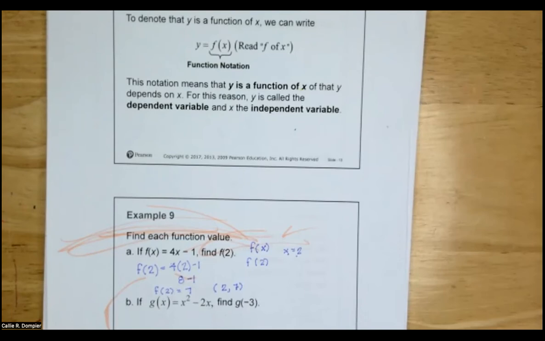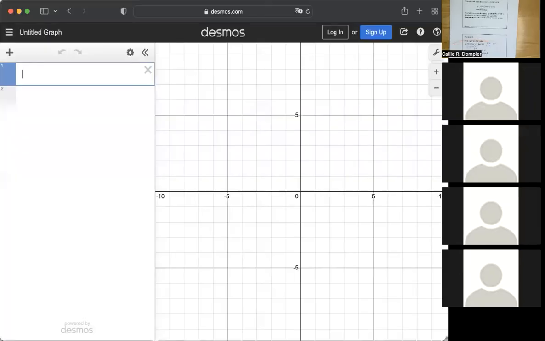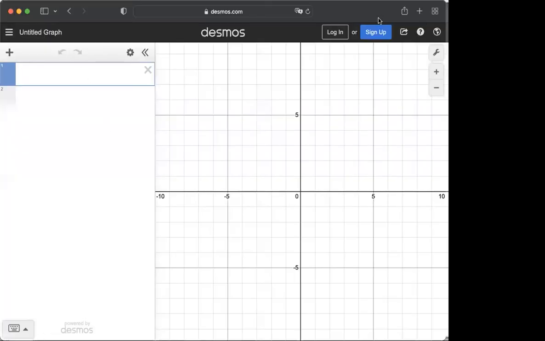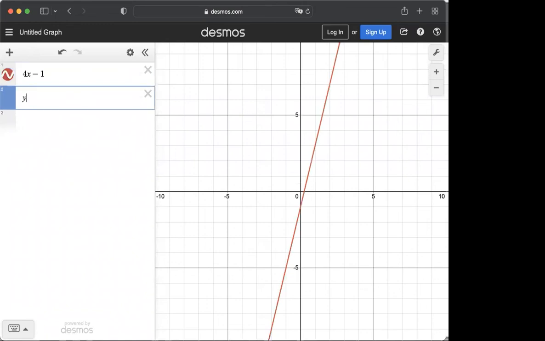I will show you what the graph of that looks like. So f of x equals 4x minus 1. And I told you that you can either put y equals 4x minus 1, or you can just write 4x minus 1 if it's already set equal to y. Those are the same graph.